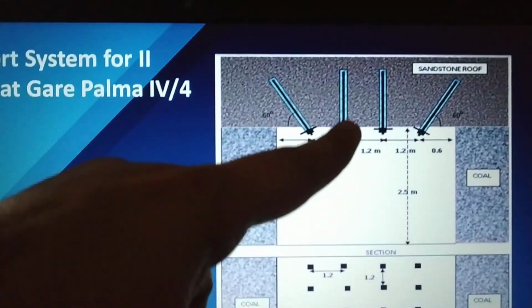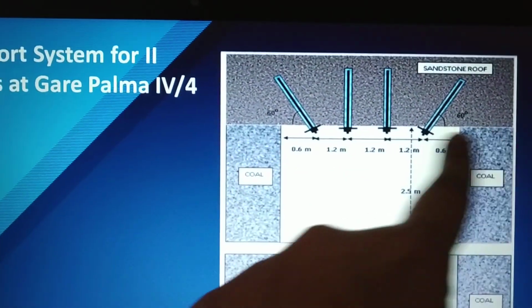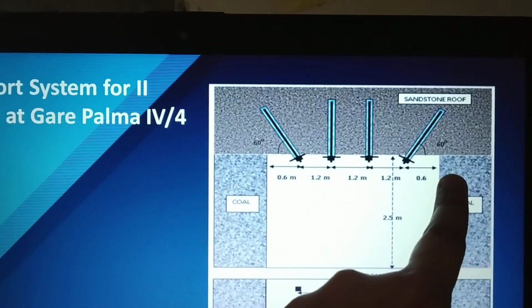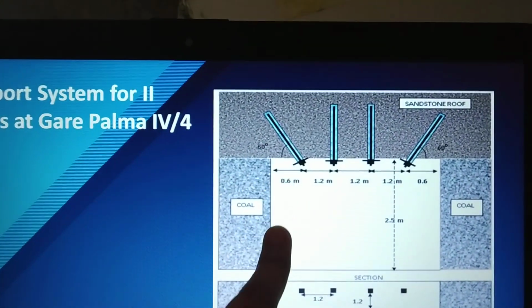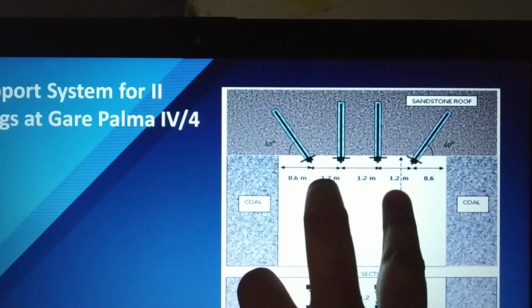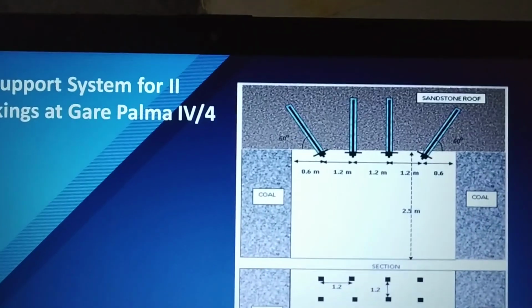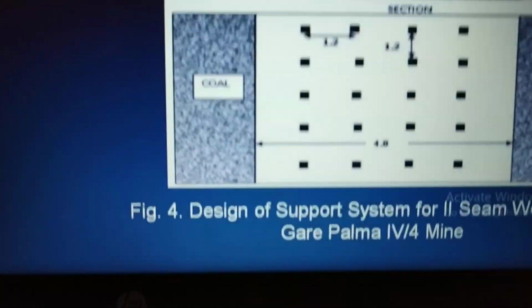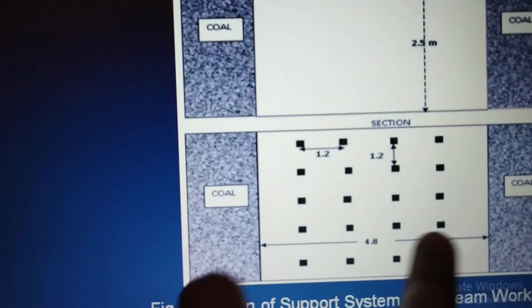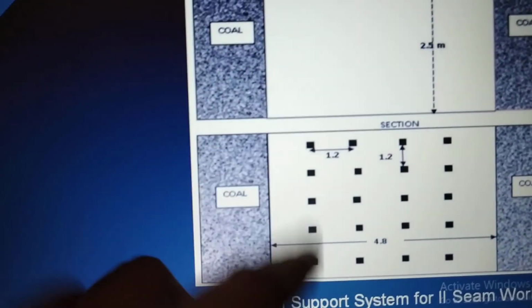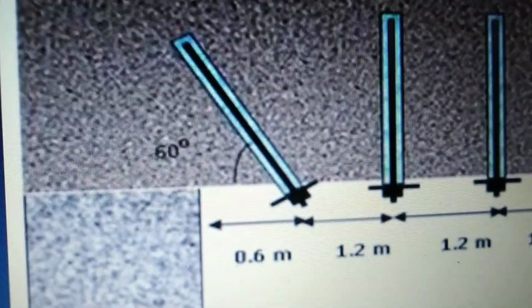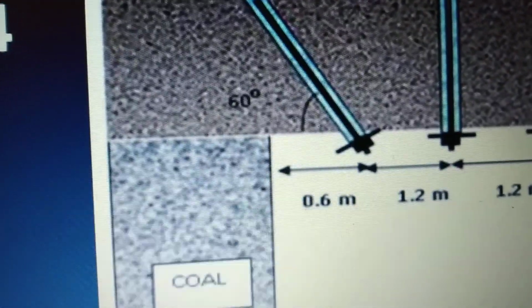As you can see, the 2 end bolts are at 0.6 meter distance, inclined at an angle of 60 degrees. These are left for the crown pillar, the 0.6 meter and 0.6 meter. The rest of the bolts are at a distance of 1.2 meter and are vertically upheld. The panel is 4.8 meter into 4.8 meter with 2 of the grouting at 1.2 meter. As you can see, the bearing plate is also attached to it as soon as the bolts were fitted into the roof.